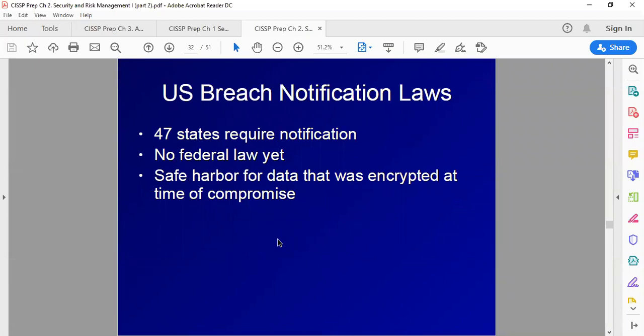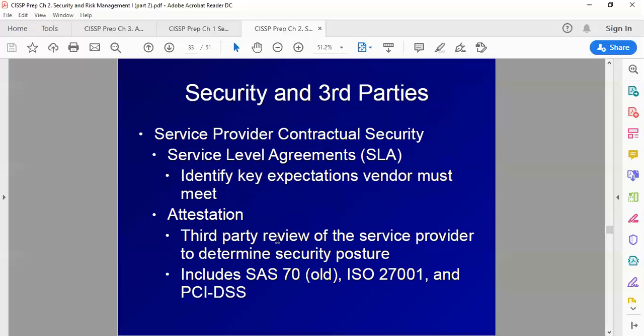US breach notification laws: 47 states require notifications, there is no federal law yet, and there is a safe harbor for data that was encrypted at the time of compromise. Okay, next, security and third parties, or abstraction sort of things.